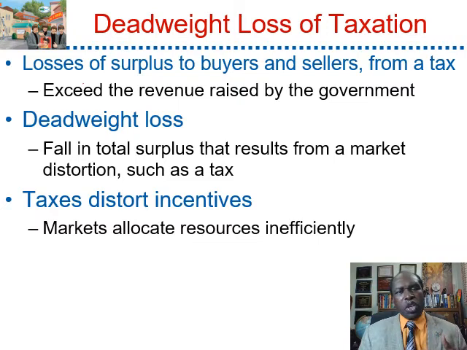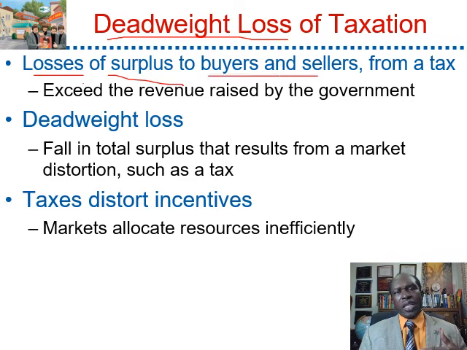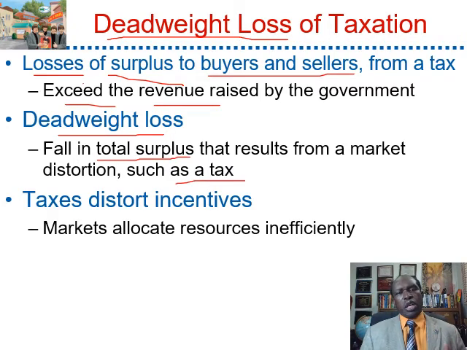So how do you measure the deadweight loss? The deadweight loss comes from the losses of surplus to buyers and sellers from the tax. Usually, deadweight loss happens whenever this loss is greater than the tax revenue raised by the government. So the deadweight loss is the fall in total surplus that results from the taxes. Usually markets are not able to allocate resources efficiently with the tax.